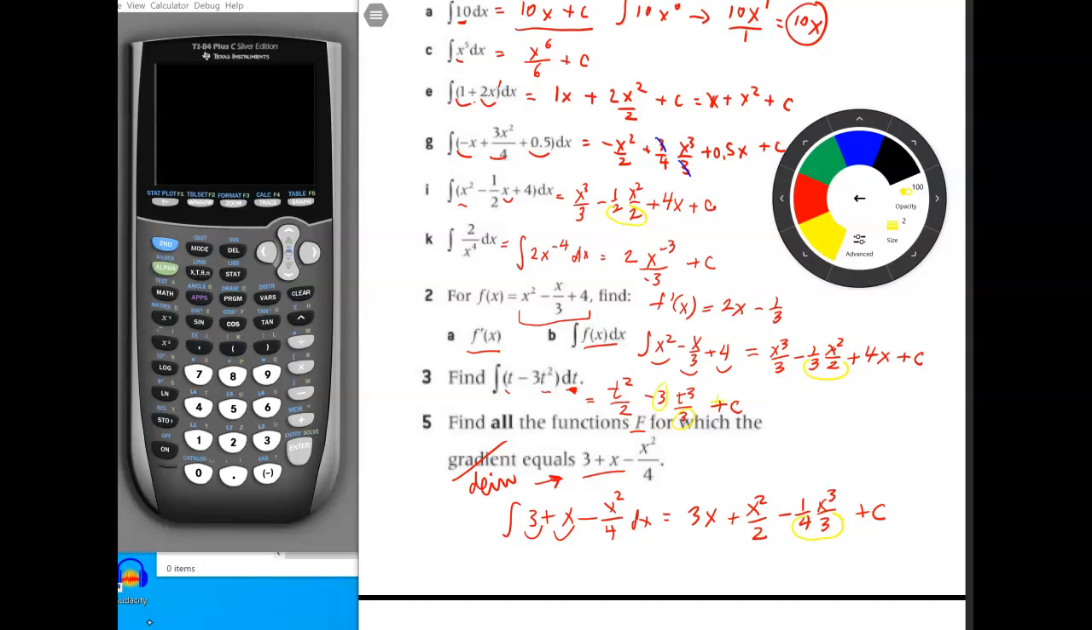Okay, so the only thing hard about the last one, or different about the last one, is the fact that they use the word gradient instead of derivative, and then we need to go back to the differentiation chapter and remember, oh yeah, when they say gradient, that means derivative. Okay, so that's it for page 5.